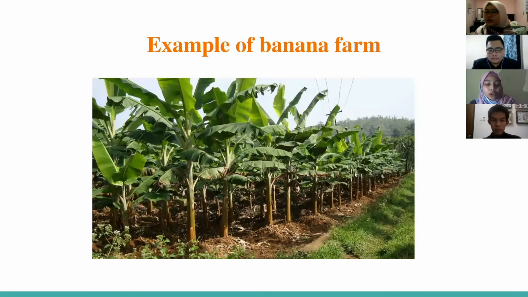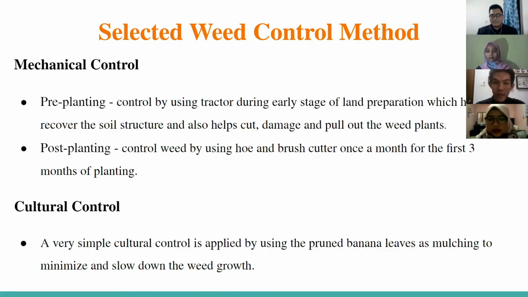This picture shows an example of a banana farm when we control weeds. I will pass the next slide to Yong. So for the selected weed control methods, we have chosen 3 types of weed control method, which are mechanical, cultural, and chemical control.